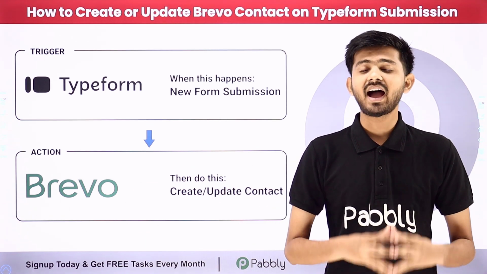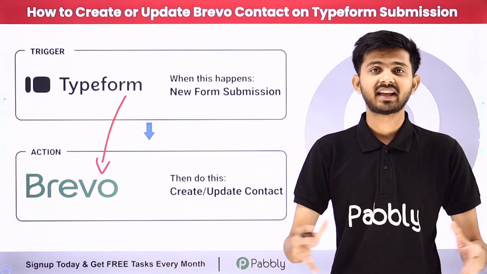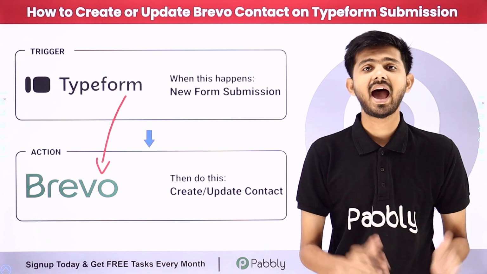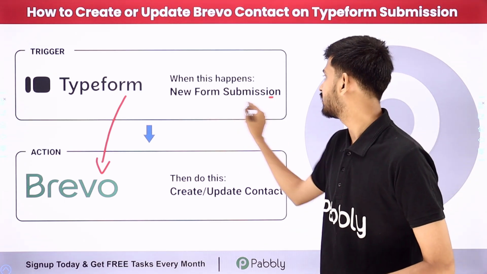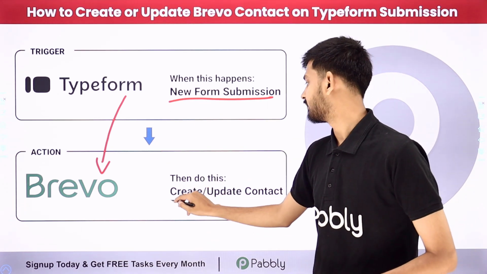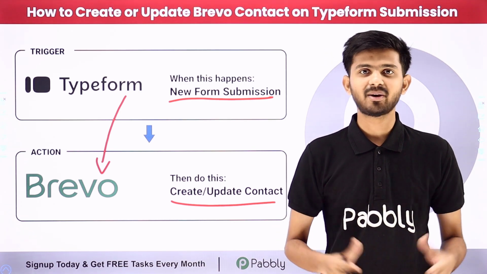So for my objective, I have to build a connection between Typeform and Brevo. For building this connection, I'm going to use Pabbly Connect, which is an amazing software for automation and integration. Now with Pabbly Connect, whenever I receive a new form submission, I'm automatically going to update or create a new contact in Brevo. So how am I going to build this connection? For that, let me take you to my computer screen.